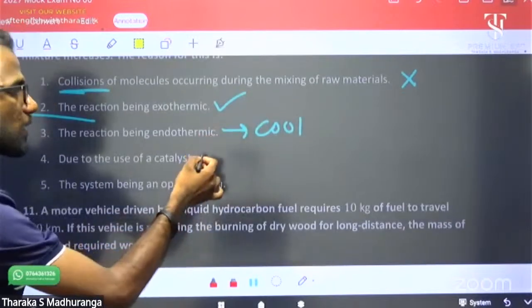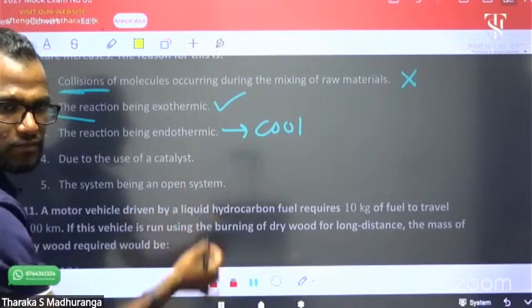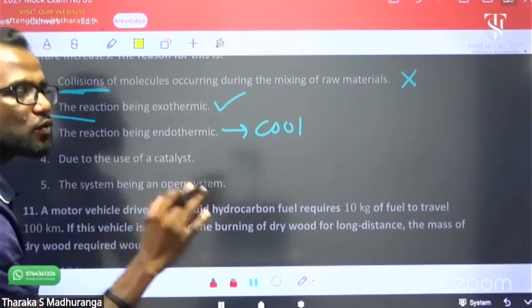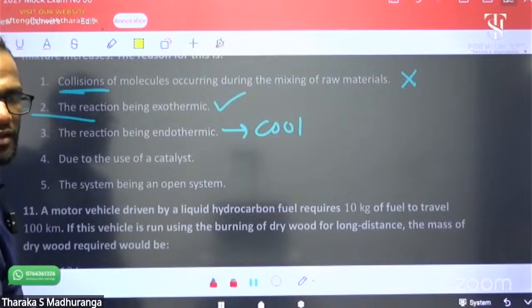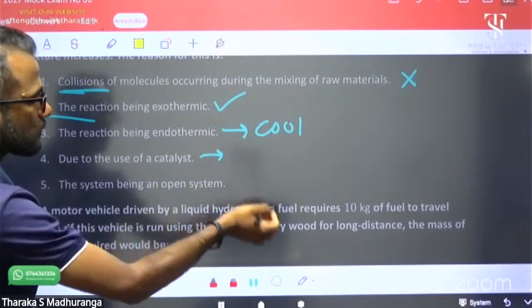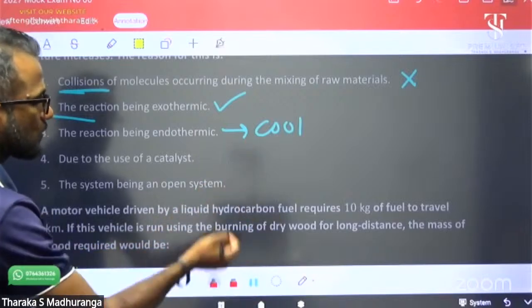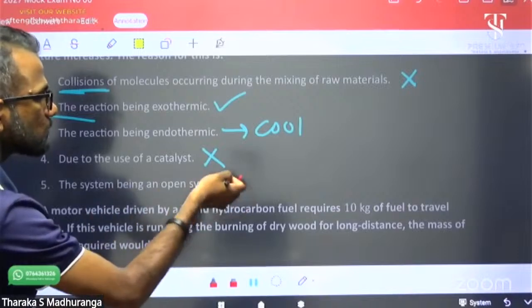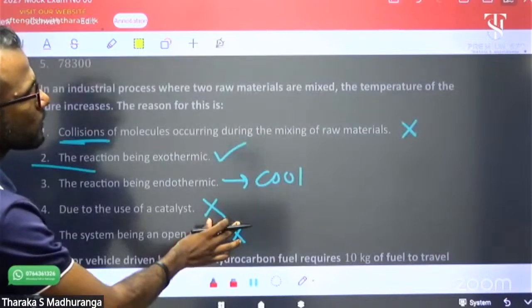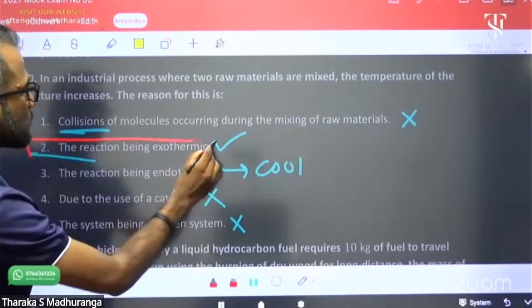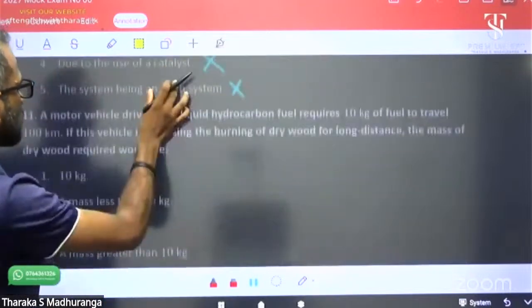Due to use of a catalyst is not the reason. A catalyst increases or controls the rate of a chemical reaction by changing the activation energy, which we can discuss in the next kinetic chemistry lesson. The system being an open system is not related to this question. The question is asking about the reaction being exothermic. Answer number 2, very simple.